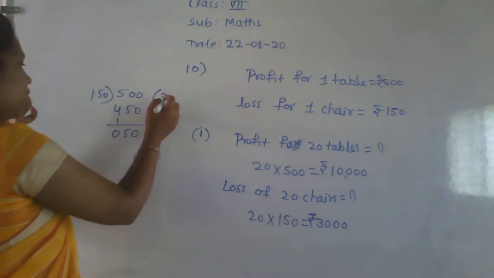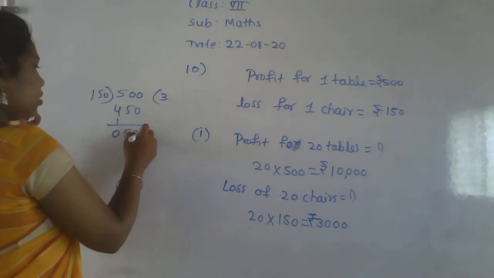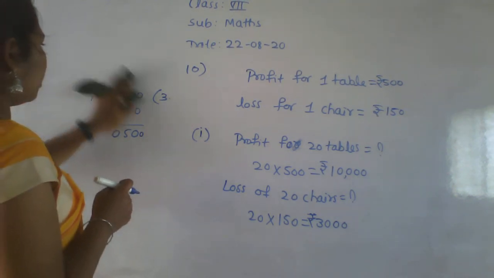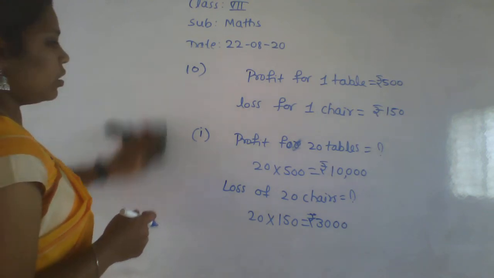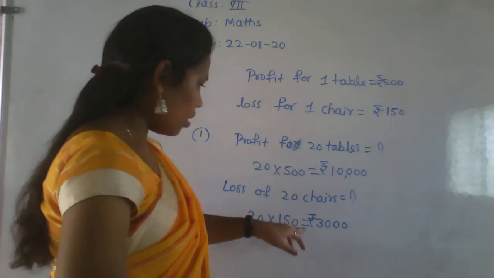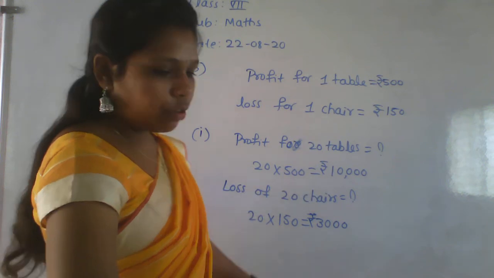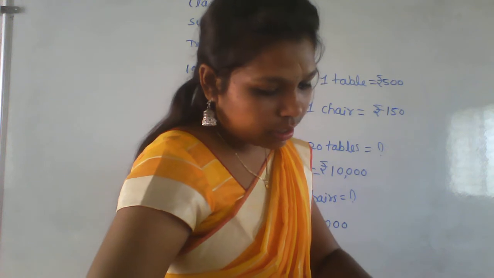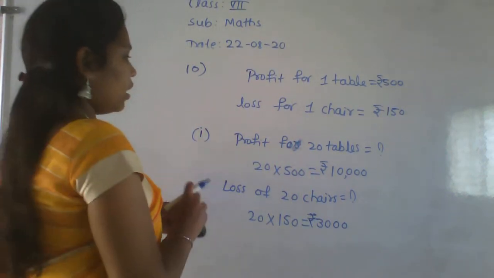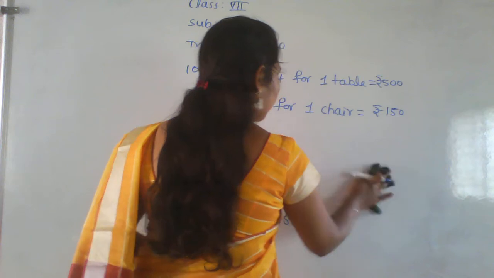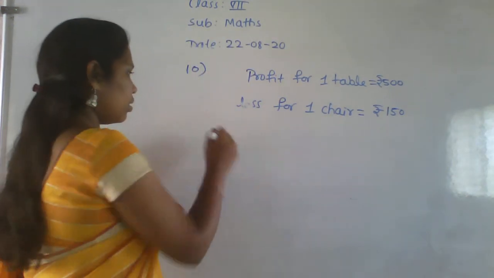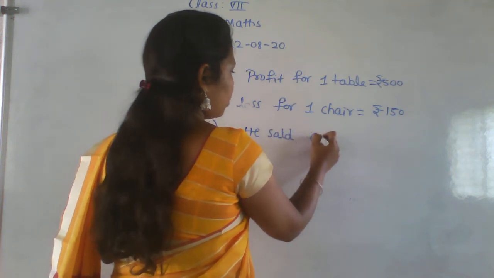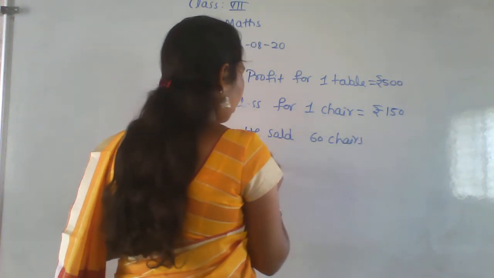No, we can't divide these two values. For 60 chairs, see here, for 60 chairs means the second question, right? Okay, I am done with this one. Now we solve the second question. He sold how many chairs here? He sold 60 chairs and the loss is how much here?